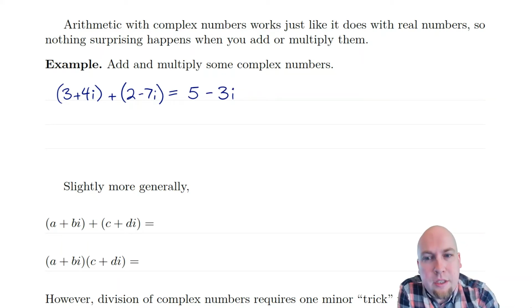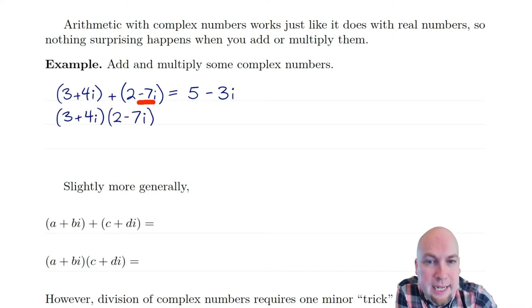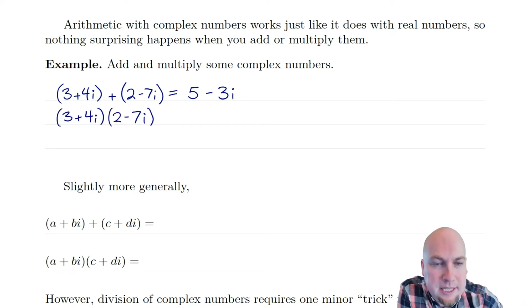So really, the real part is going to be 3 plus 2, which is 5. And the imaginary part is going to be 4i minus 7i, which gives you a minus 3i here. The imaginary part is minus 3. So just regroup things. Combine like terms, basically. You're combining all the i pieces and all of the not-i pieces.